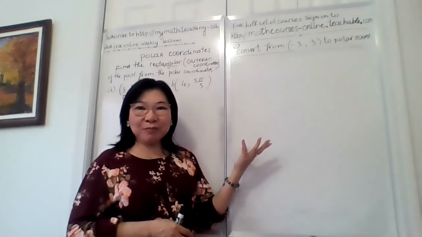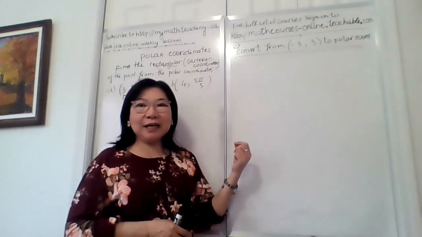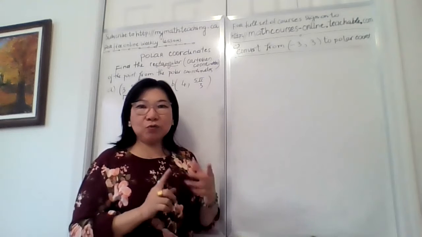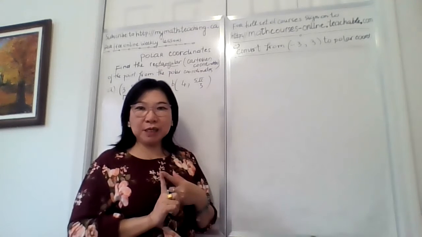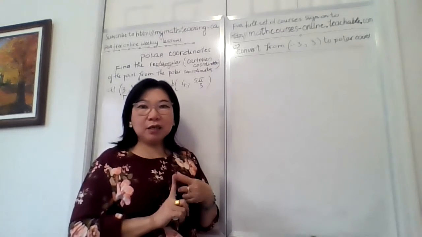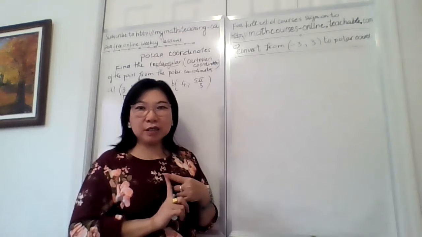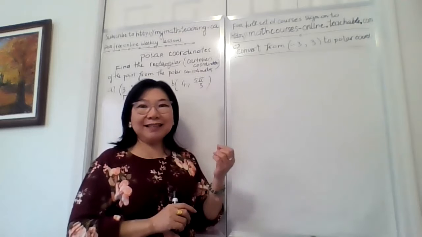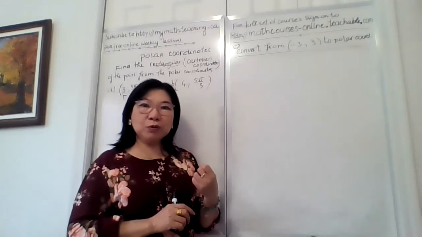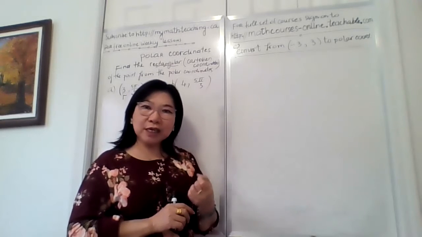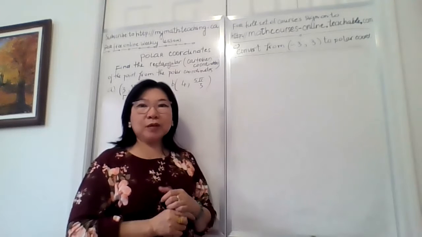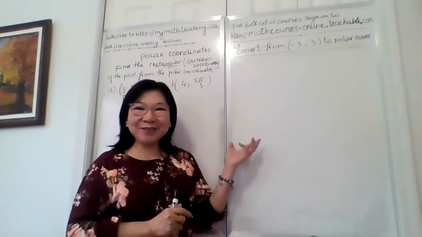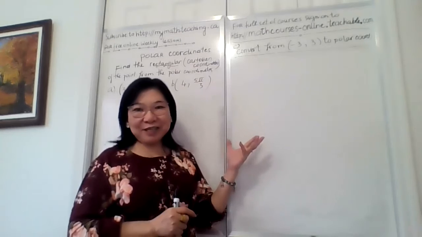Anyway, I'm going to talk about the lesson today. In this unit, you will have two types of lessons. The first one is converting coordinates from Cartesian coordinates to polar coordinates. And in the next lesson, I will show you how to sketch the polar curves. So let's go back to the unit.